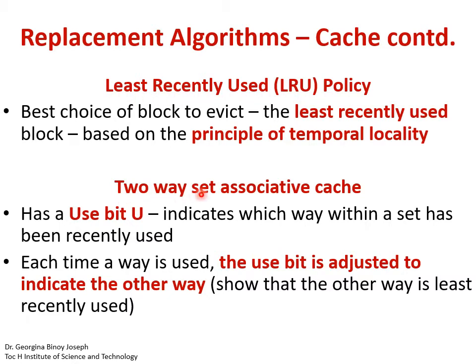Now consider as an example a two-way set associative cache. How is this LRU policy implemented in this two-way set associative cache? This cache has a use bit U. It indicates which way within a set has been recently used. So U can be 0, U can be 1. Based on that, it will tell us which way within a set has been recently used. Each time a way is used, the use bit is adjusted to indicate the other way. That shows that the other way is the one that is least recently used, and the block in that other way has got to be evicted.